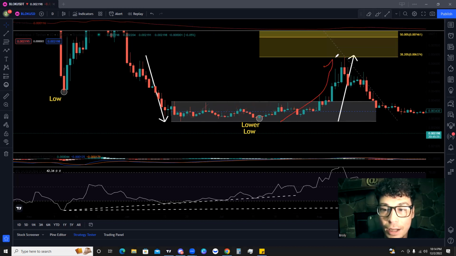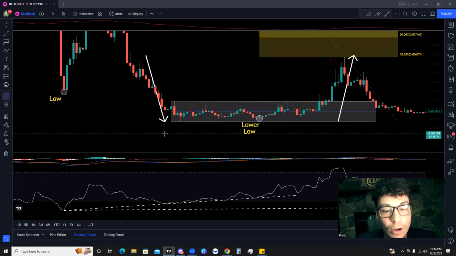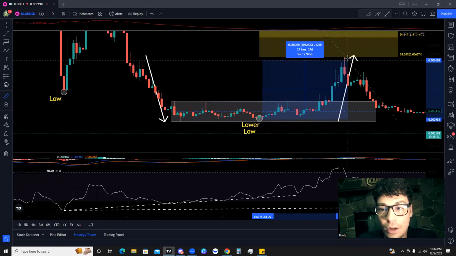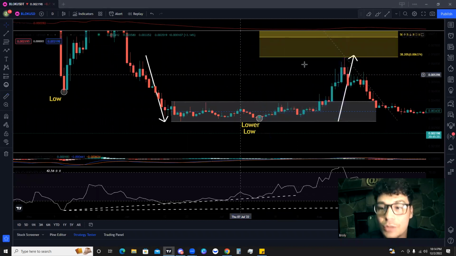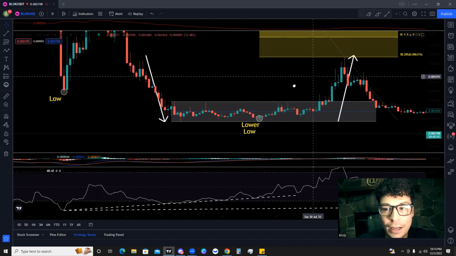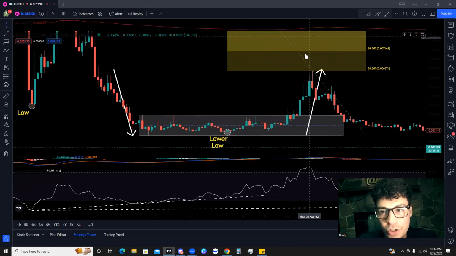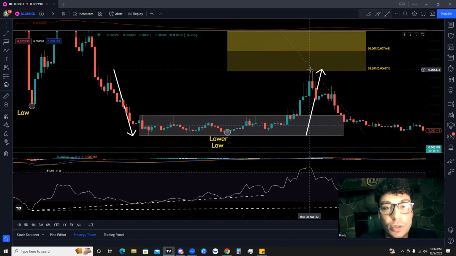We could end up getting our breakout, right? So if you would have got in off of the bullish divergence, that ultimately ended up being over a 100% trade right there. And then you're using the fib retracement tools.